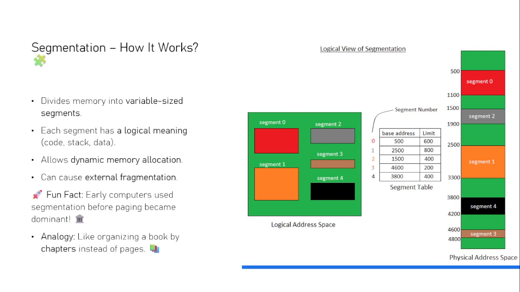However, there's one drawback, which is external fragmentation. Since segments are variable size, free memory gets scattered over time, making it harder to allocate large blocks. Early computers used segmentation before paging became dominant.